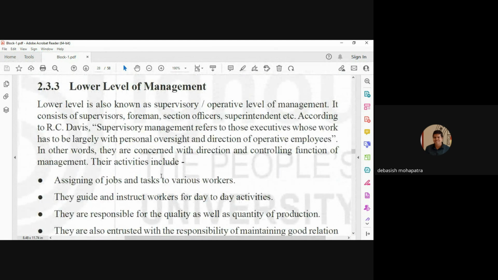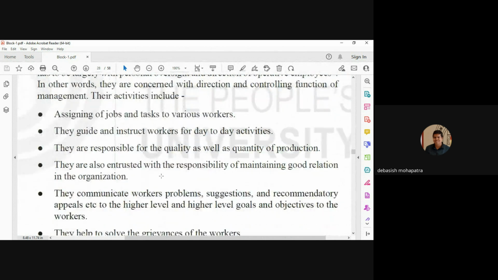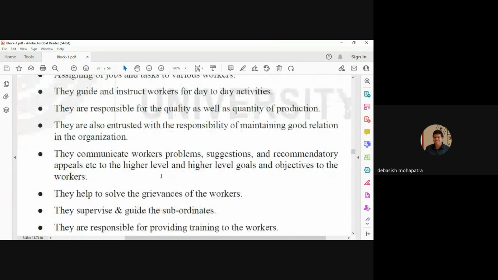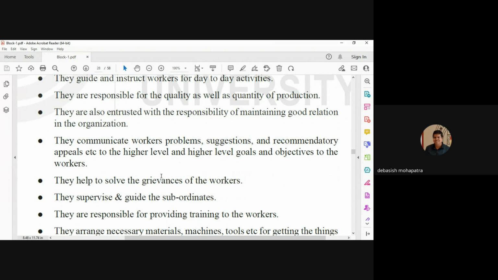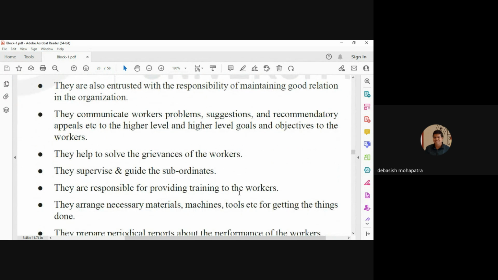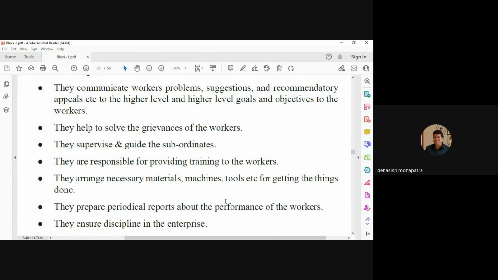Lower level of management: they are assigning jobs and tasks to various workers. They guide the workers in their day-to-day activities. They are responsible for quality as well as quantity. They also ensure the responsibility of maintaining good relations in the organization. They communicate workers' problems, suggestions and appeals. They help to solve the grievances of the workers. They supervise and guide the subordinates. They are responsible for providing training to the workers.